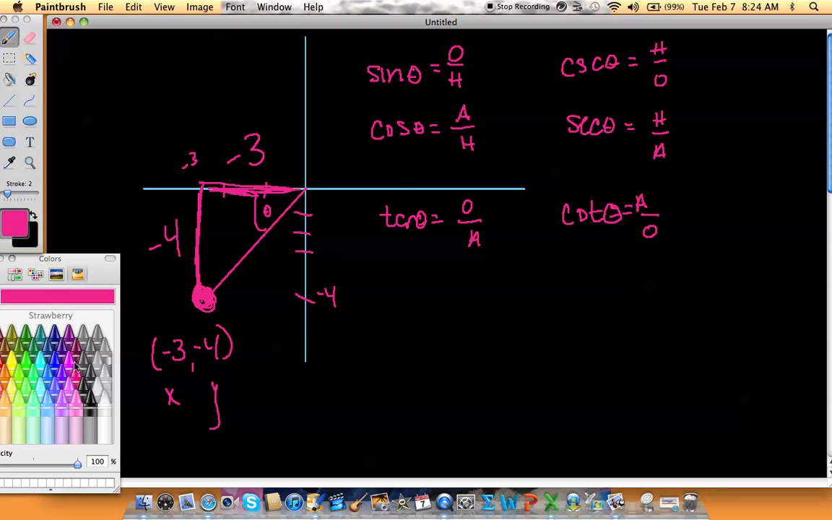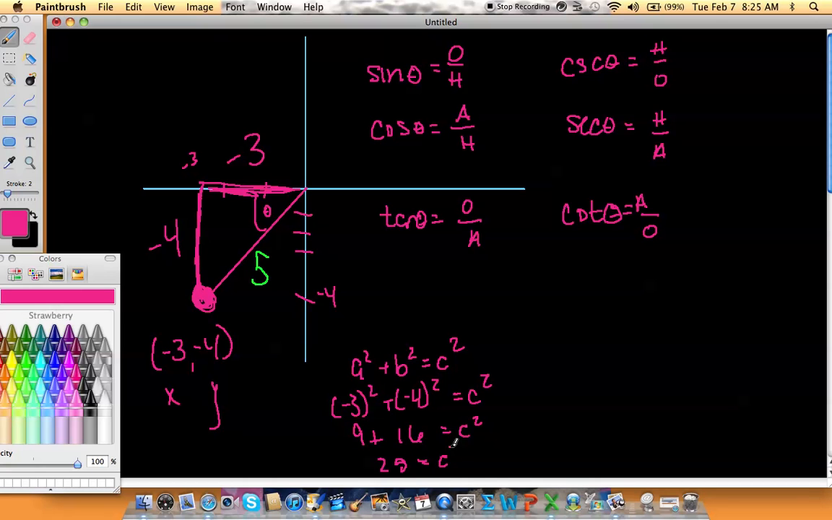So hopefully you noticed that this was a 3, 4, 5 common right triangle. Again, if you weren't able to figure that out, you can use a squared plus b squared equals c squared. You get -3 squared plus -4 squared equals c squared. This is 9 plus 16, so this is 25 equals c squared. You take the square root of both sides and you get c equals 5. So there's my 5 for the hypotenuse, and again, the hypotenuse is always positive.